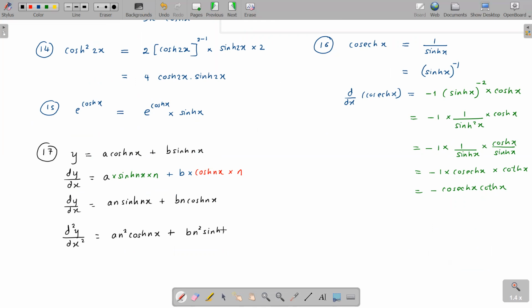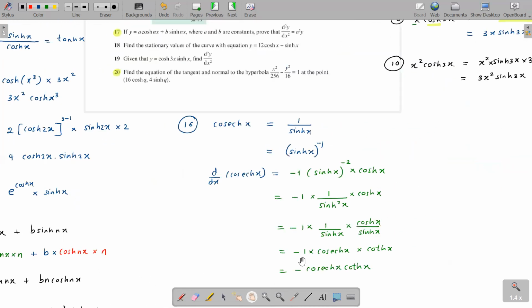n square sin nx. I wrote the answer immediately, okay? And now we can take n square out as common, and we get a cos nx plus b sin nx. So a cos nx plus b sin nx is our y, and therefore we get d square y by dx square is n square y. Is that okay?